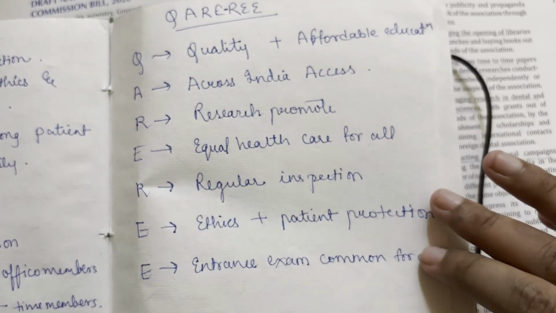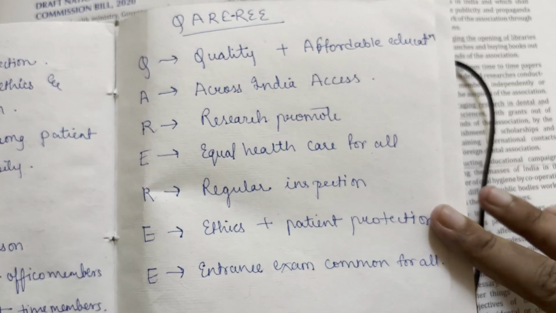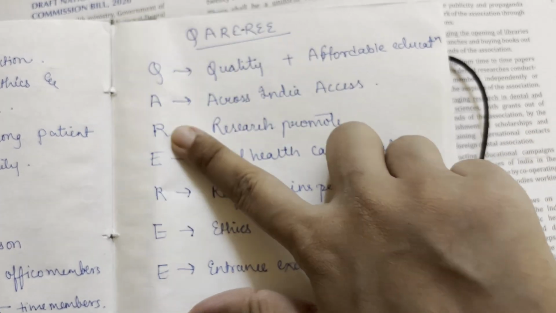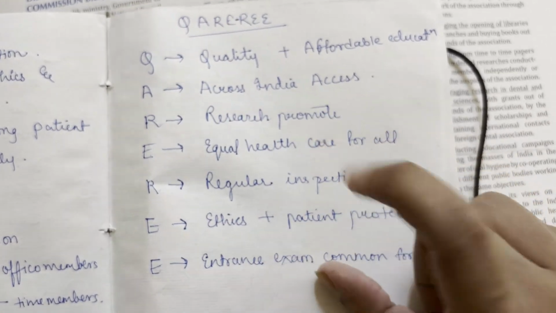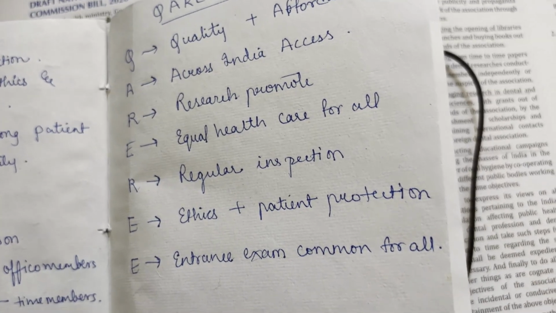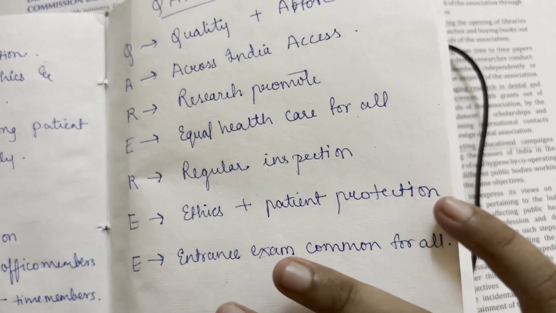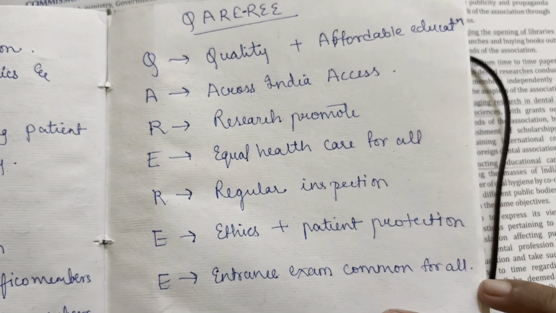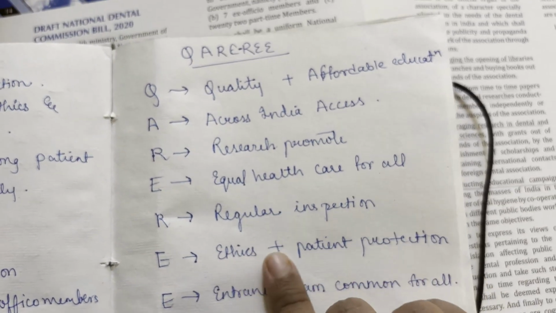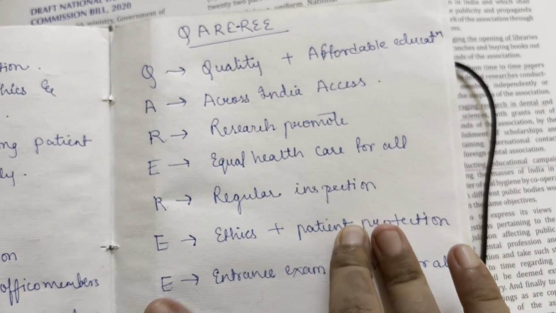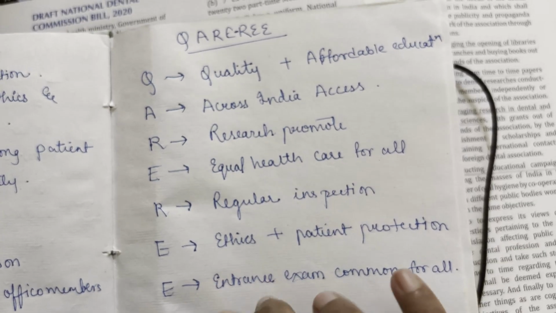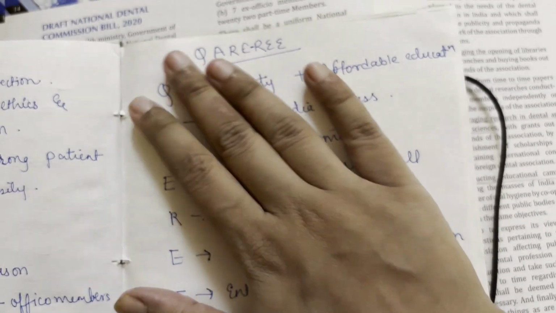A stands for there should be access all across India. R stands for research promotion. E stands for equal health for all. R stands for regular inspection. E stands for ethics plus patient protection, and E again for the common entrance exam for all, which is NEET. So this is the mnemonic.